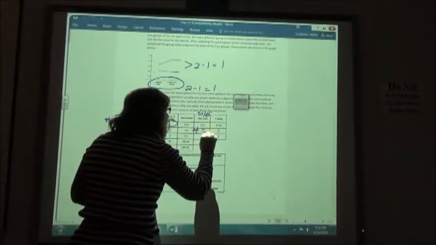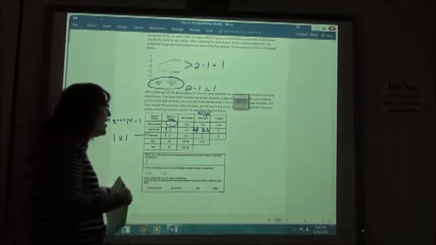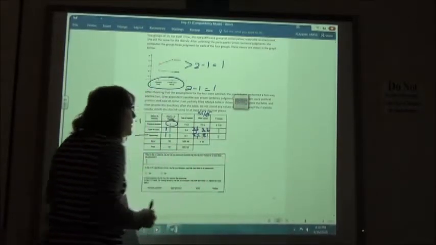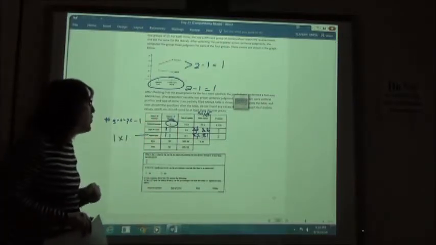3.6 divided by 1 is going to give us 3.6. 8.1 divided by 1 gives us 8.1. We wish they were all that easy. We just have to divide all those by 1 since all of their degrees of freedom is 1.